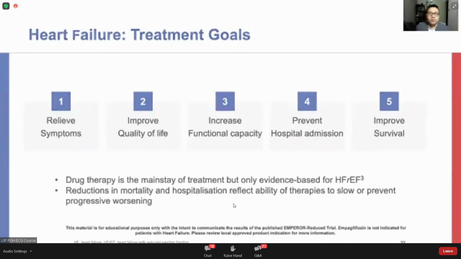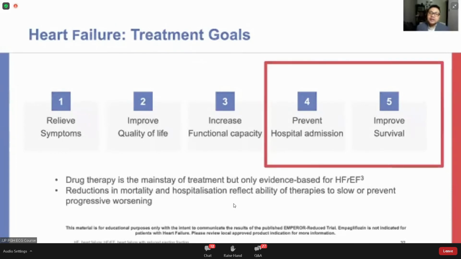And for heart failure, we have treatment goals. That is to relieve symptoms, improve quality of life, increase functional capacity, and more important is to prevent them from getting hospitalized and improve survival. However, drug therapies that are considered mainstay for treatment are based only on HFrEF, meaning only the HFrEF population had gained benefit. And reductions in mortality and hospitalizations reflect the ability of therapies to slow or prevent worsening of this heart failure.